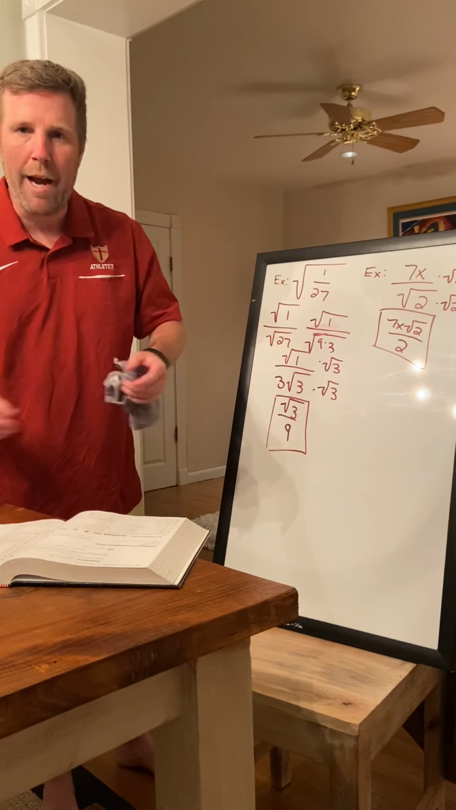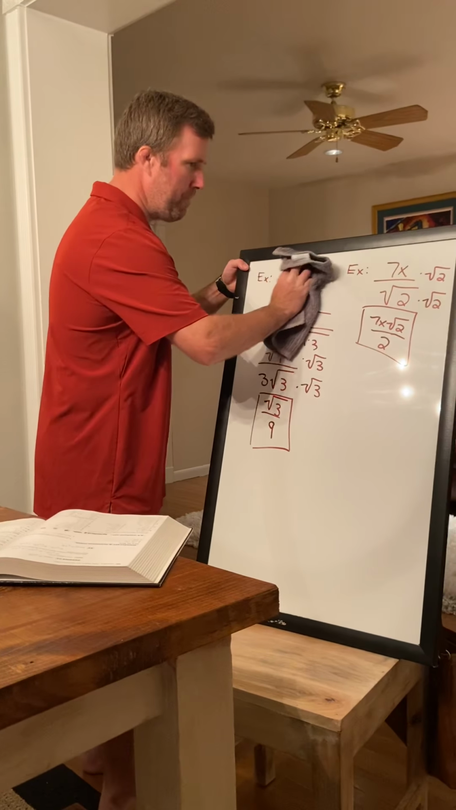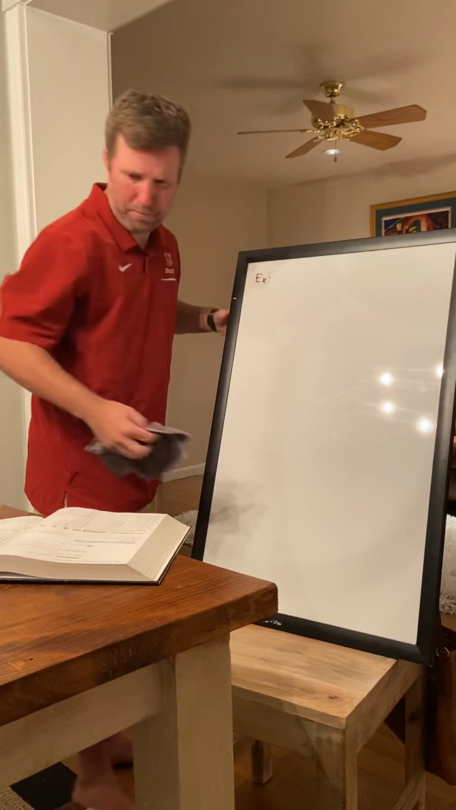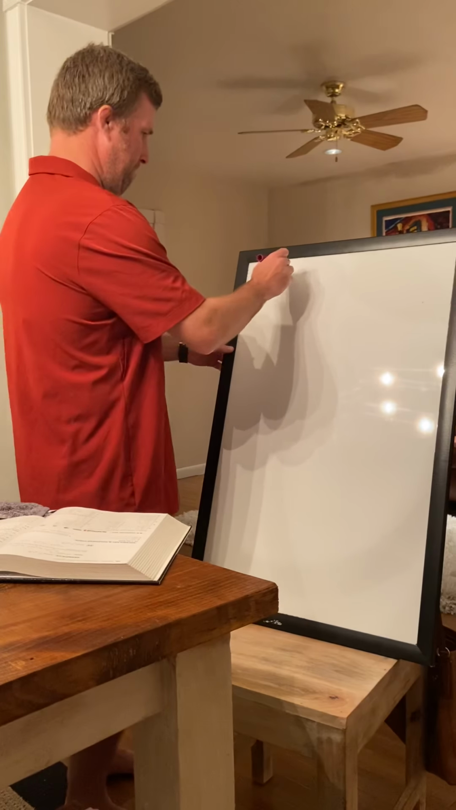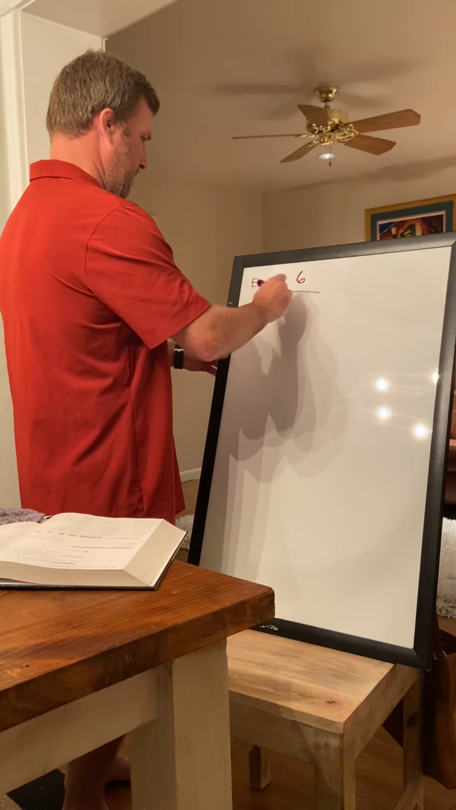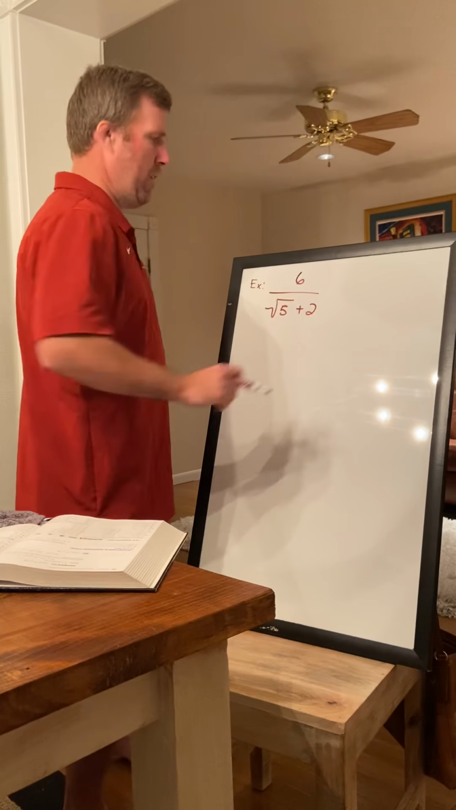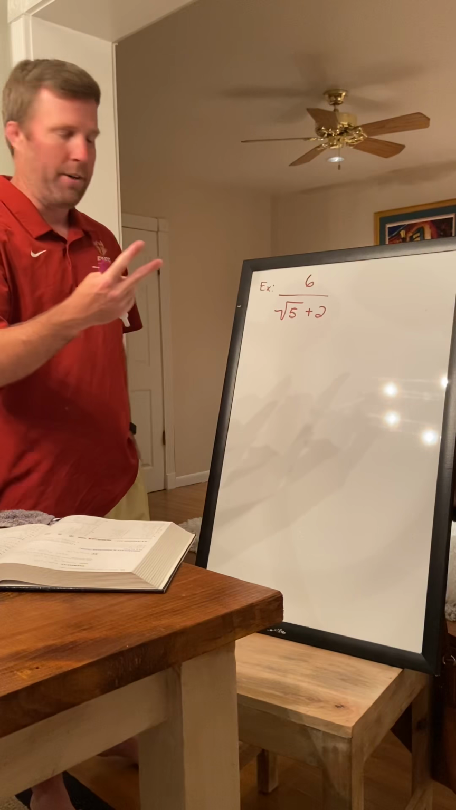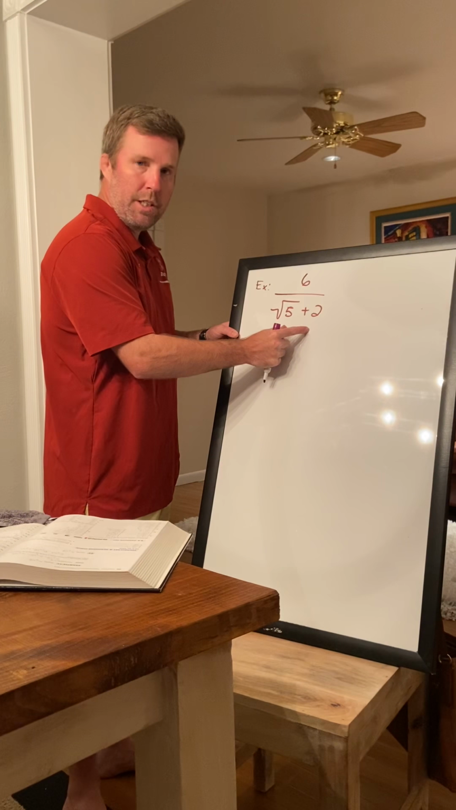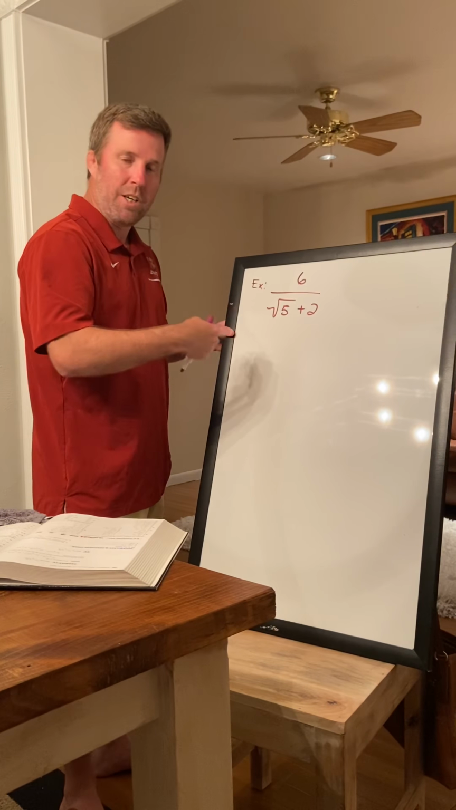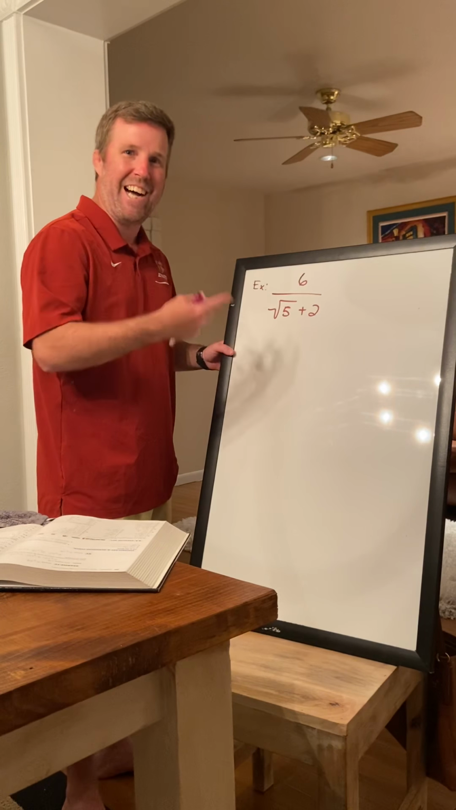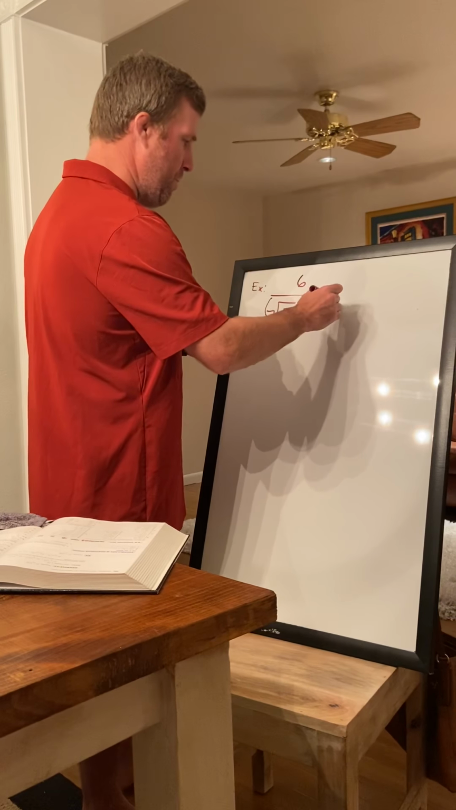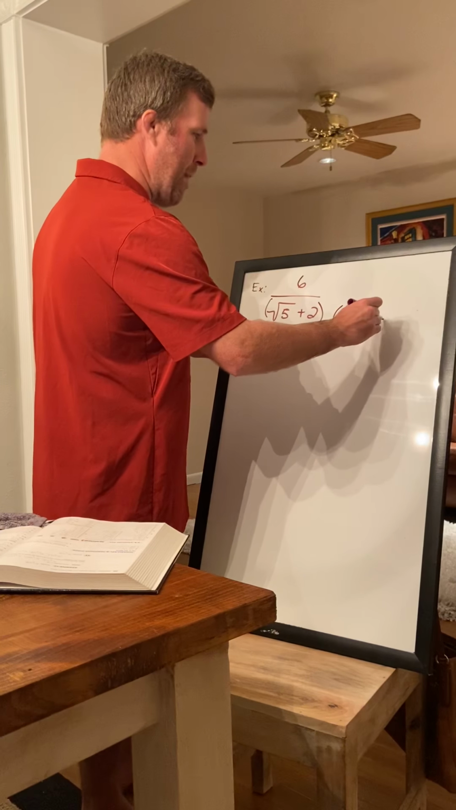Now, let's try a couple when we have 2 terms. All right, so check this out. We do have a radical in the denominator, but we have 2 terms in the denominator. Remember, when we have 2 terms and one of them's a radical, for us to rationalize the denominator, we have to multiply by its conjugate. Okay, so it's two terms. The conjugate of the square root of 5 plus 2 is the square root of 5 minus 2.